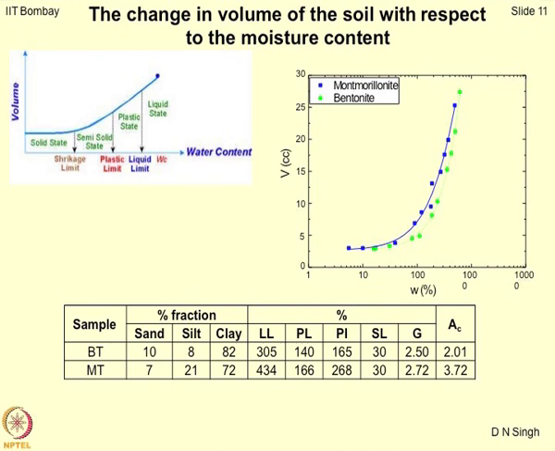Now, coming back to the same graph which I was showing you, if you perform some experiments in real life, the question is how these graphs can be simulated. This is a typical response of montmorillonite and bentonite material with these properties. Bentonite shows a liquid limit of 305, montmorillonite shows a liquid limit of 434. What you notice is that the drop in volume is very, very fast, and there is no way to get the intercept of this graph onto the y-axis.